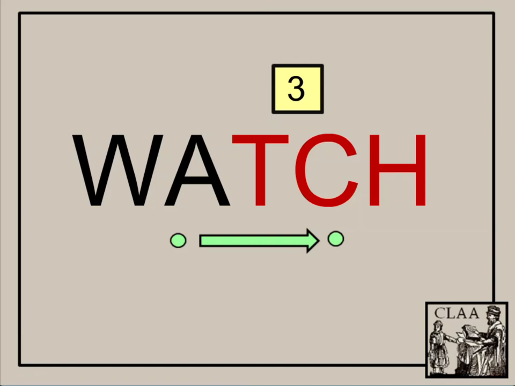On your screen, you can see an English trigraph, or a combination of 3 letters that make one sound. There are 3 letters together making one sound. That is a trigraph. You can see the letters T, C, and H. When we see this trigraph, we read it with the sound ch. Let's read this word together. Watch, watch.